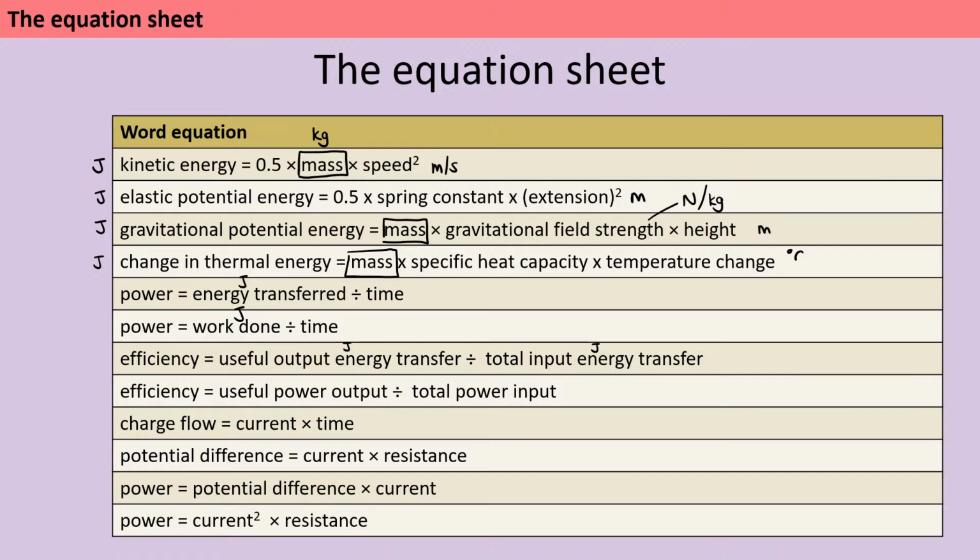Temperature change is in degrees C, and specific heat capacity is in joules per kilogram degrees C. That's one of the harder units to remember, but if you know the other quantities for that equation, then you can work it out because it's just a compound unit. Time always needs to be measured in seconds, and power is in watts. Then we've got charge flow in coulombs, we've got current in amps, potential difference in volts, because of course the other name for potential difference is voltage, and resistance in ohms.